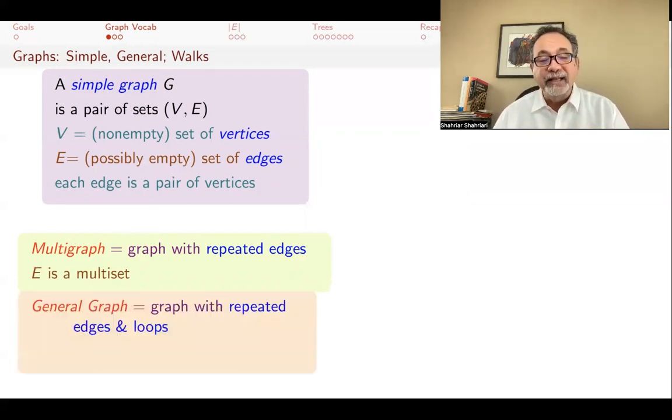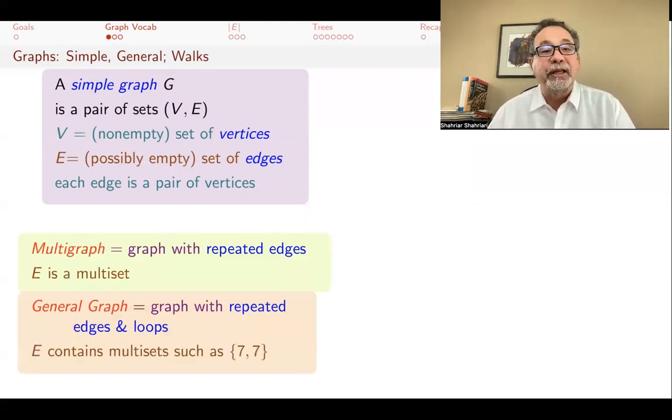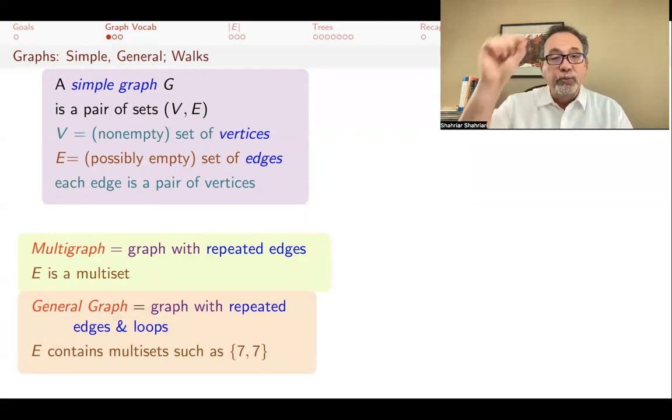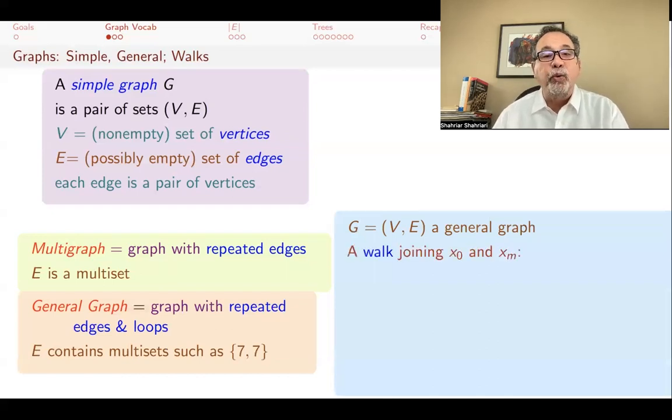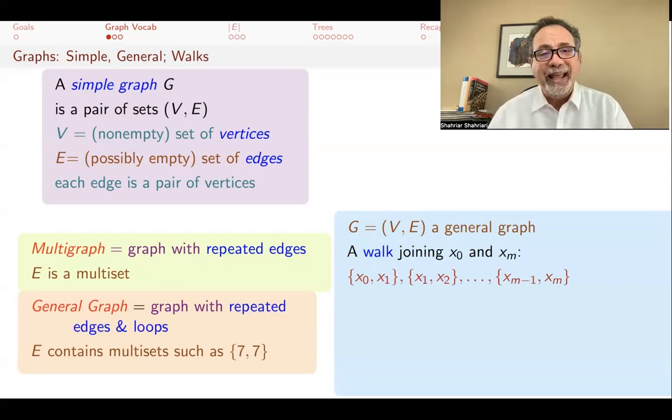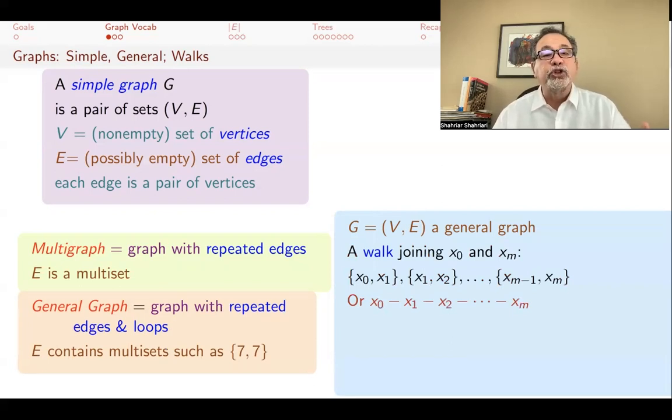A general graph is a graph with repeated edges and loops. In this case, an edge might be something like 7, 7: a loop from 7 back to 7, where 7 is one of the vertices. In a general graph, a walk joining x0 and xm is a sequence of edges that starts with x0 and something, x1, and then x1 and something else, and so forth. Another way of writing a walk would be to not write the edges, but write the vertices, x0 to x1 to x2 to xm, and so forth. Either one of these works pretty well.